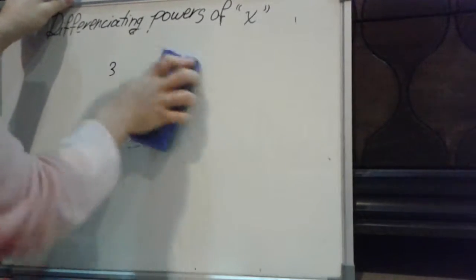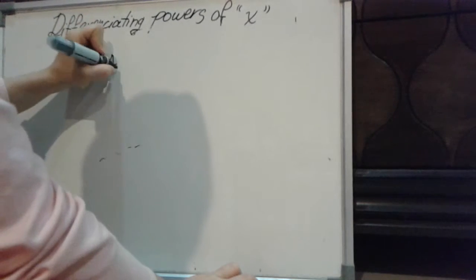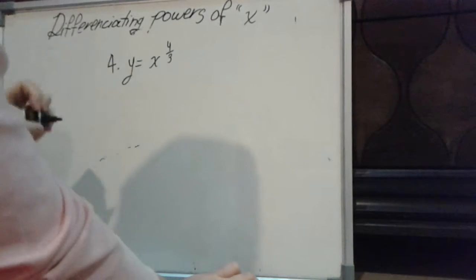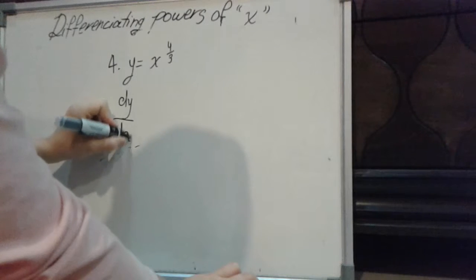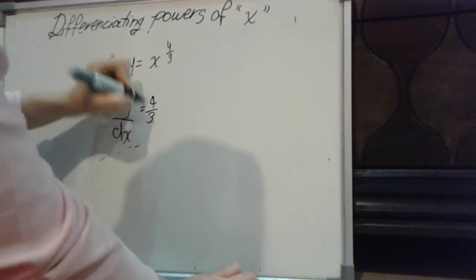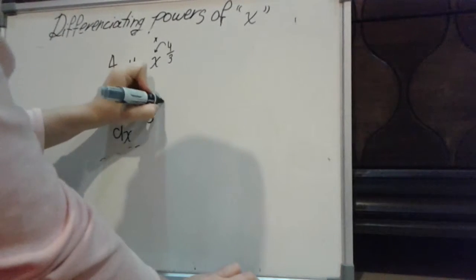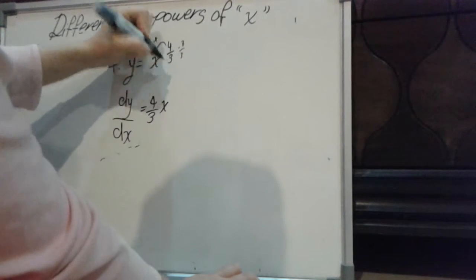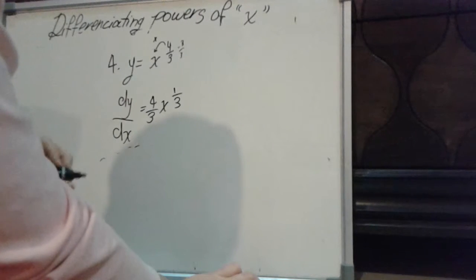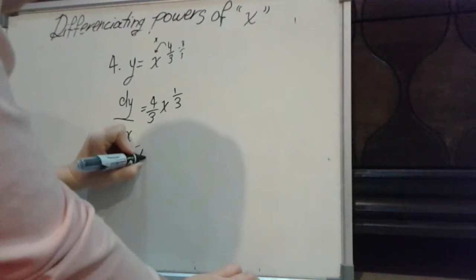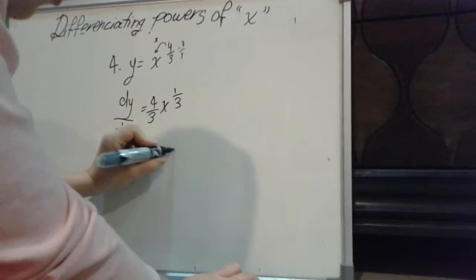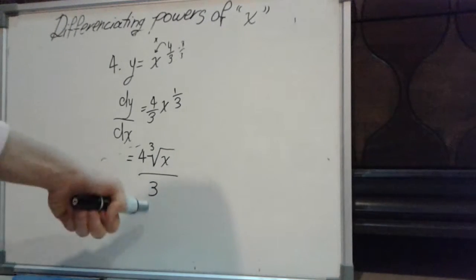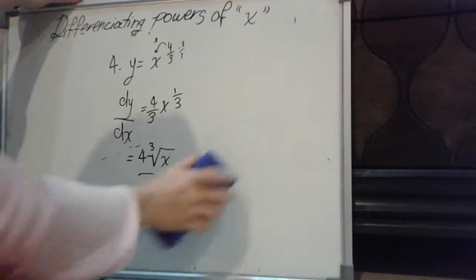So what if you have it in the form of a fraction, y equals x to the power of 4 over 3? To do that, we say dy over dx equals 4 over 3, because it comes down multiplying with the x, and x to the power of 4 over 3 minus 1, which means minus 3 over 3, making it the same denominator, becomes 1 over 3. That means 4 cube root of x over 3. This is if you have it in the form of a fraction.